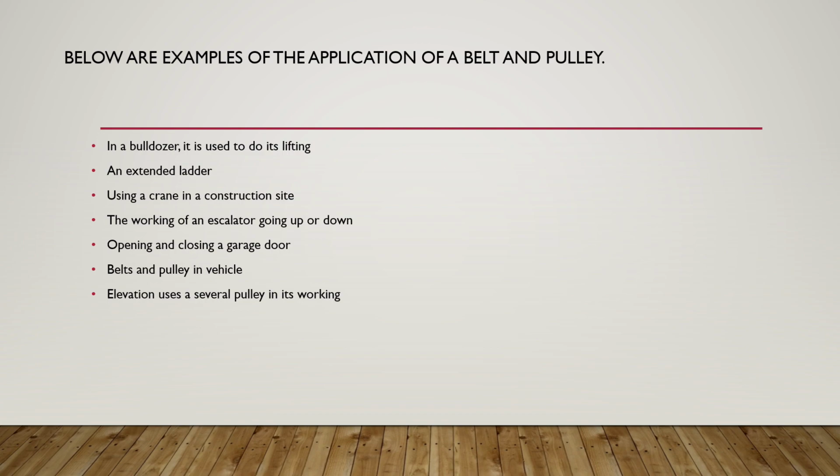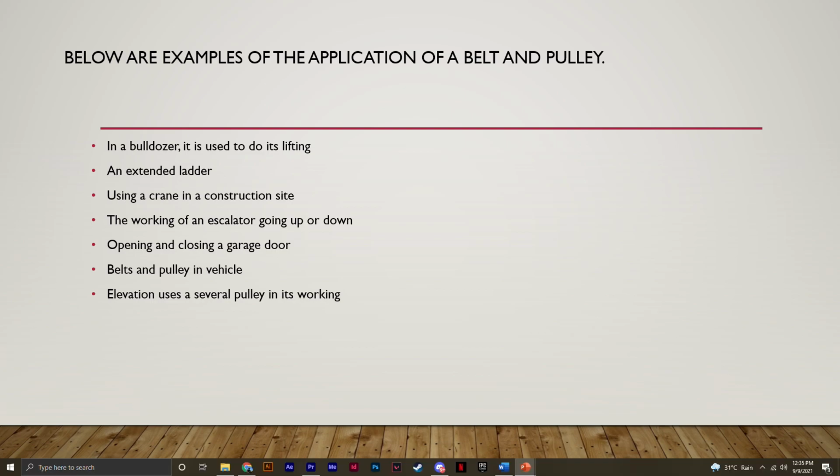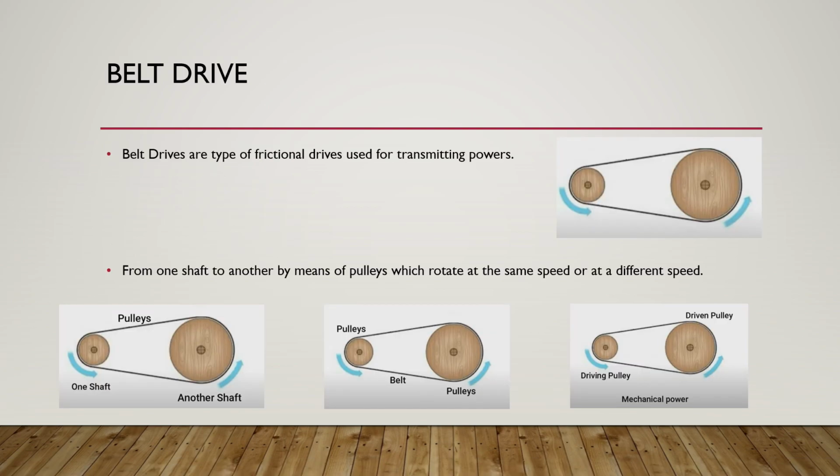Belt drives. Below are examples of the application of a belt and pulley. First is in a bulldozer, it is used to do its lifting, an extended ladder, using a crane in a construction site, the working of an escalator going up or down, opening and closing a garage door, belts and pulley in a vehicle, an elevator uses several pulleys in its working.